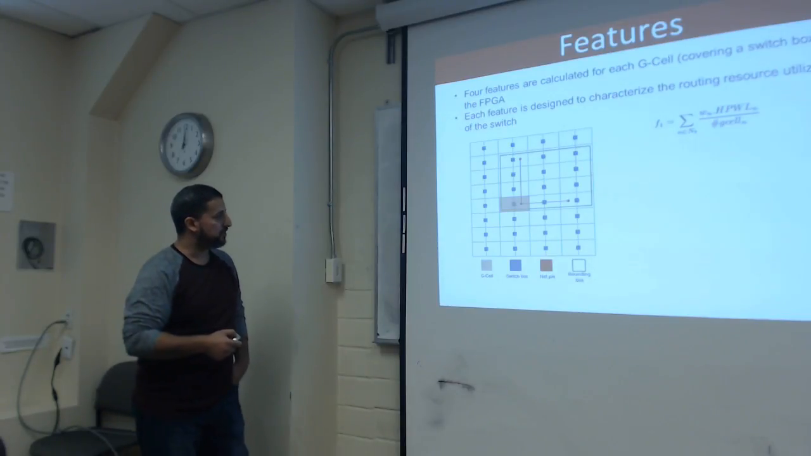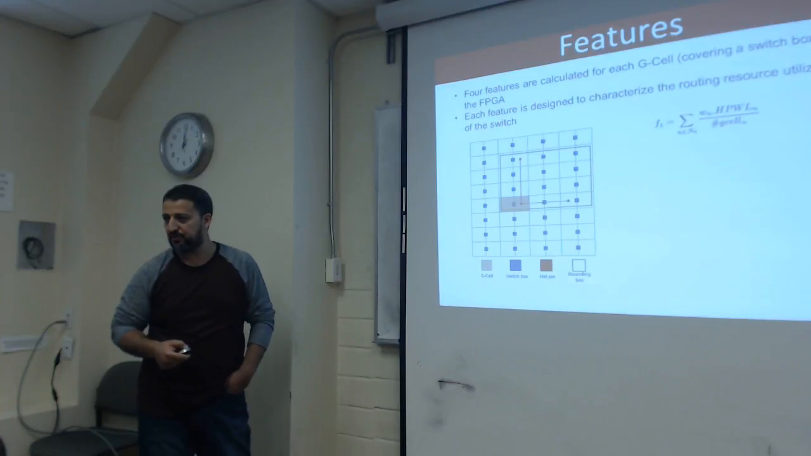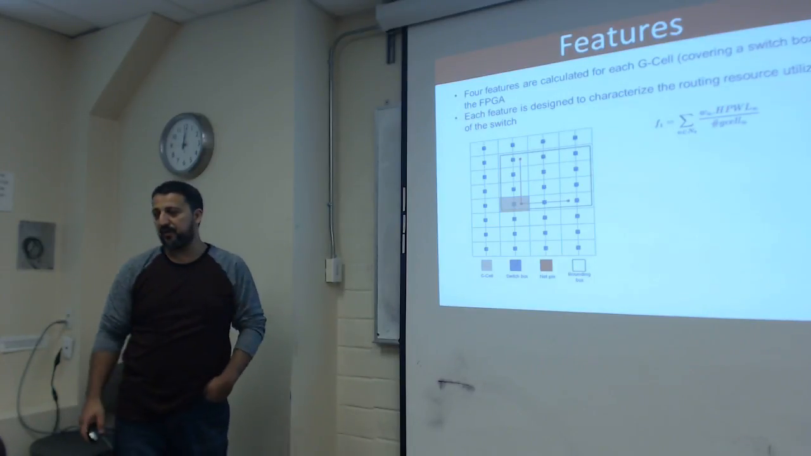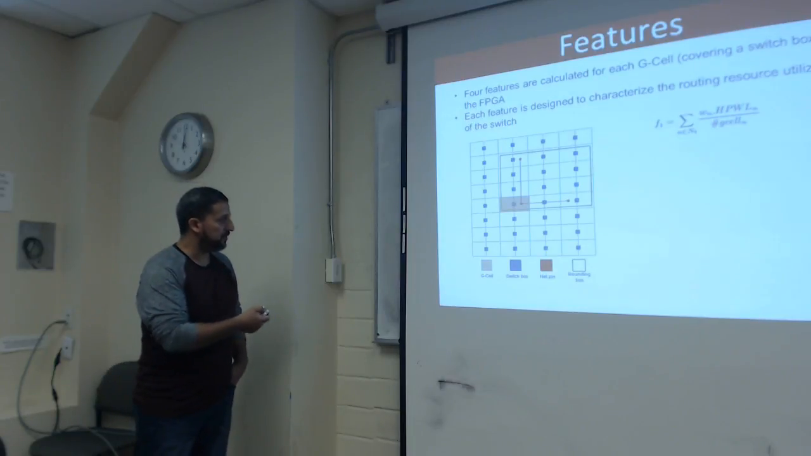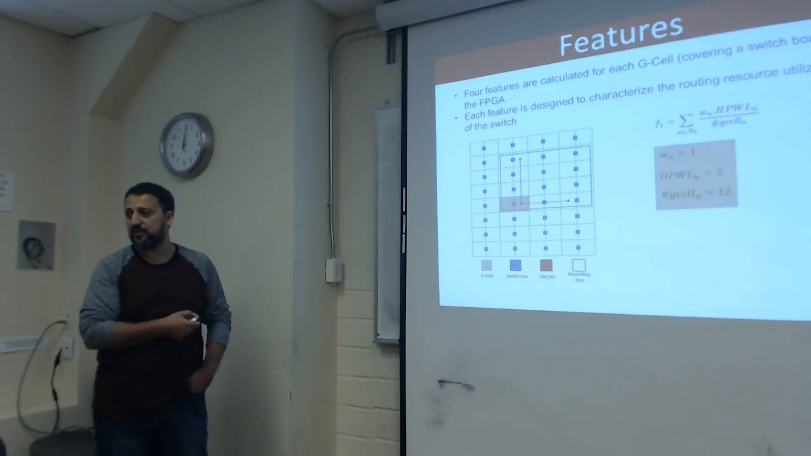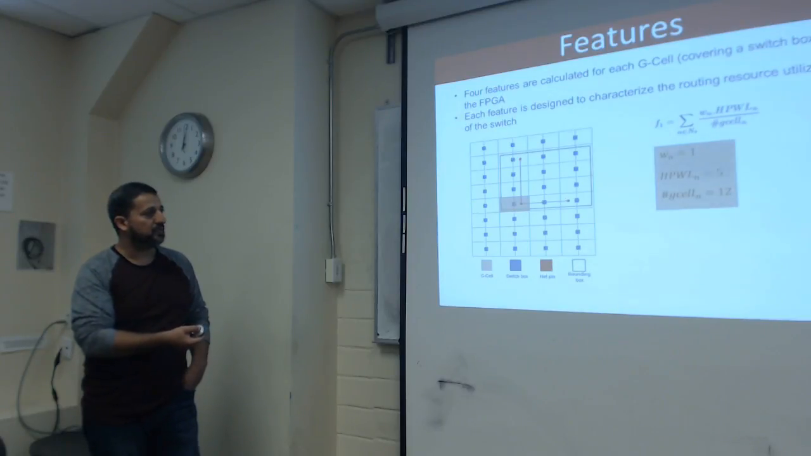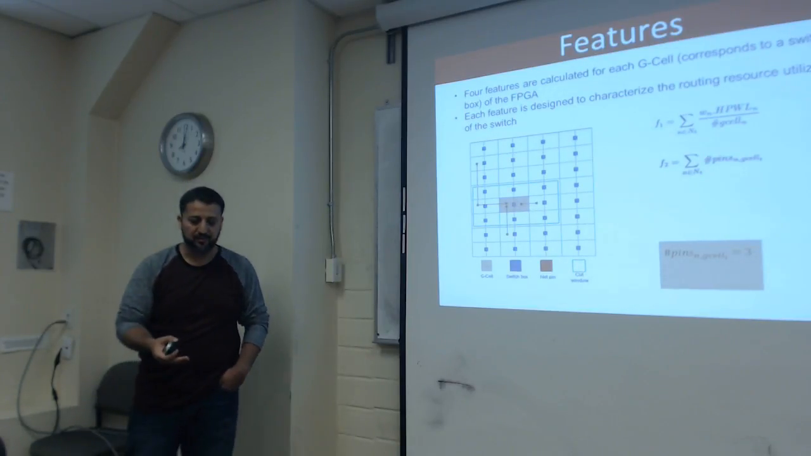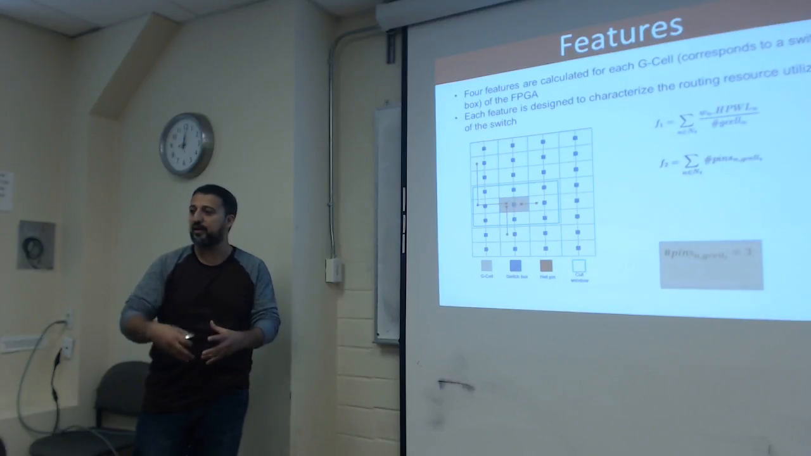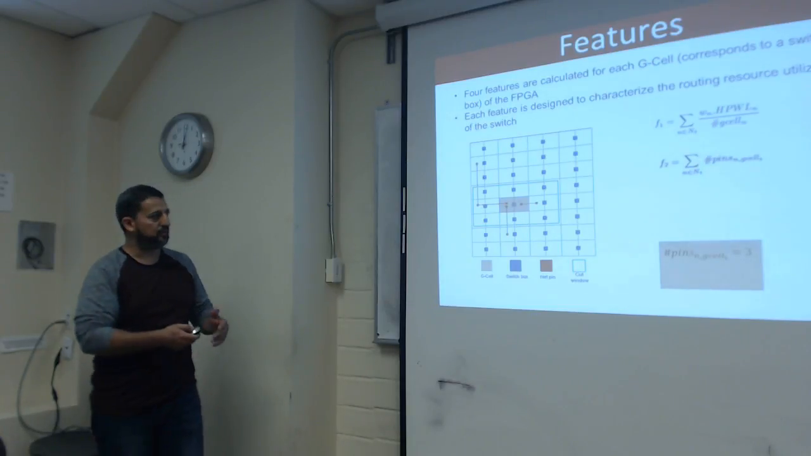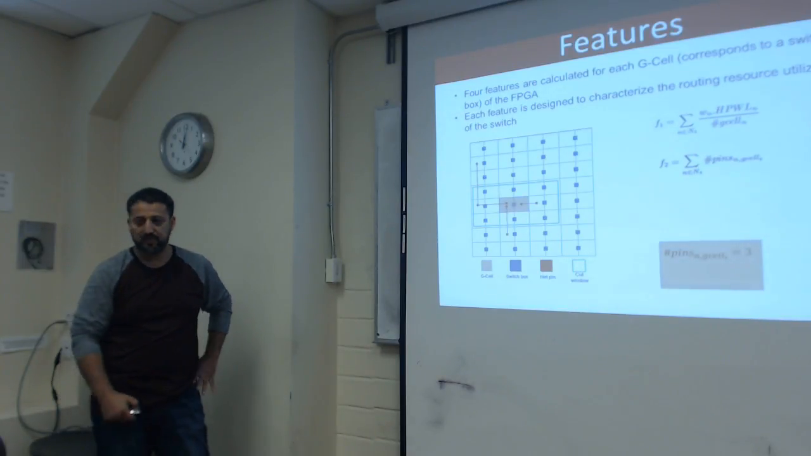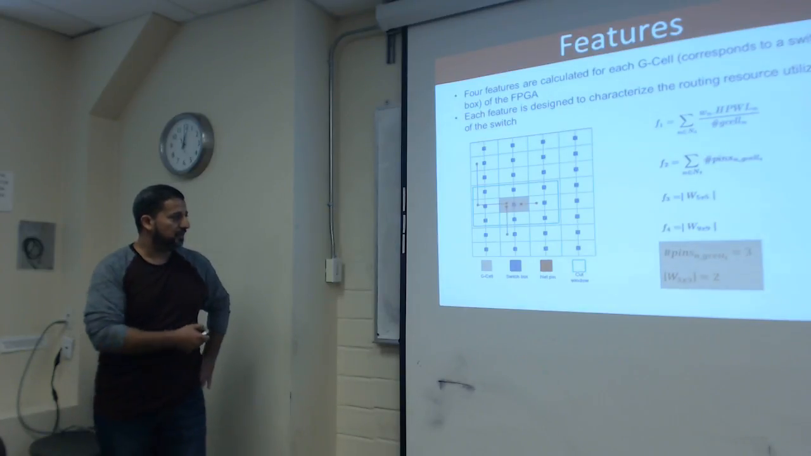Now here, for each G cell covering a switch, we collect 4 features. The first feature is wirelength per area. So for this highlighted G cell, based on the nets that the G cell covers, we compute the wirelength per area for that net. We end up with 5 divided by 12. Now the wirelength per area doesn't represent or model the local routing. So to capture the local routing, we have a second feature using pin count or pin density.